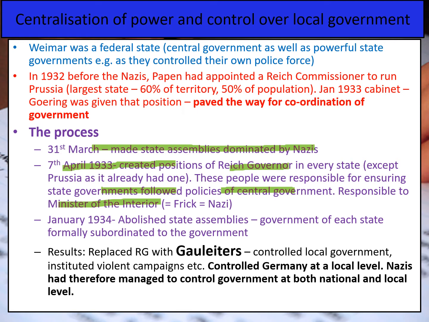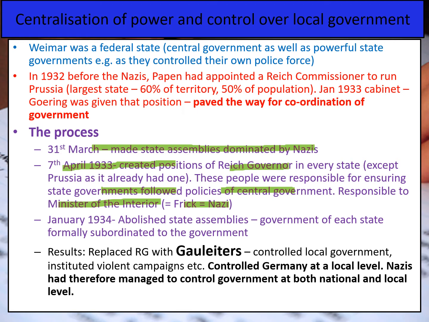Remember, that's one of the cabinet positions, one of the 3 positions the Nazis have, and that was held by Frick, who was a Nazi. So they've got Reich governors to make sure that they're listening to the rules that are coming from Berlin and Hitler, and they have to report to a Nazi.